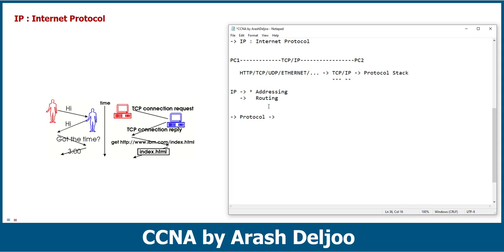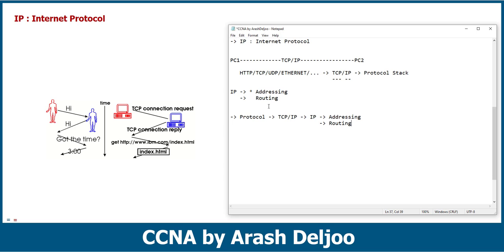Also, you know that we are using TCP/IP networks today. And in TCP/IP, we have one important protocol, we call it IP, not IP address. IP address is one of the components of IP. Because of that, we will talk about IP, and IP has two functions. First, addressing. Second, for example, routing.